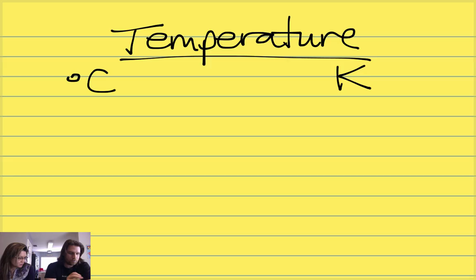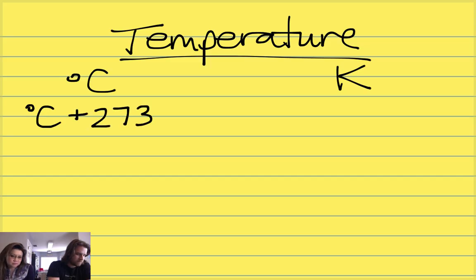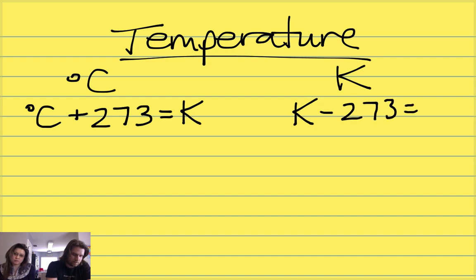Now, if I want to convert from Celsius to Kelvin or Kelvin to Celsius, it's a very, very easy equation. For example, let's say I have degrees Celsius and I want Kelvin. All I have to do is add 273, because 0 Celsius is 273 Kelvin. And if I have Kelvin, all I have to do is take away 273 to get degrees Celsius. It's pretty easy. Let's practice.